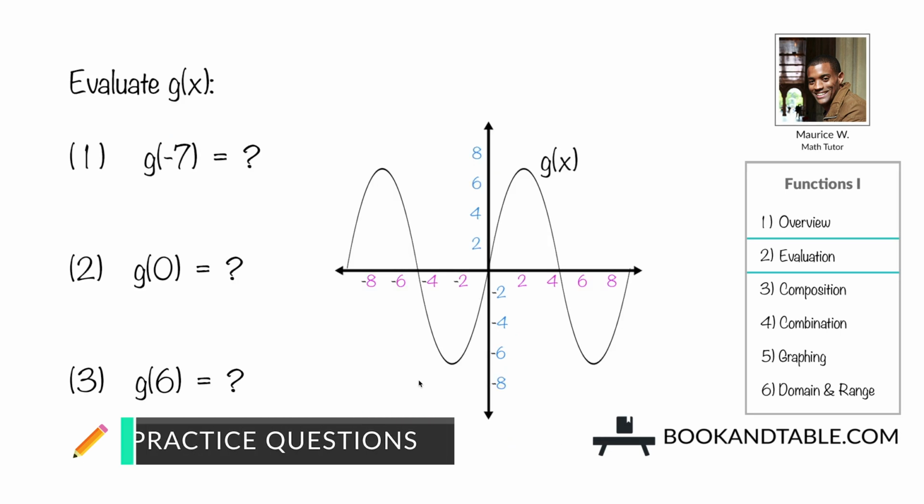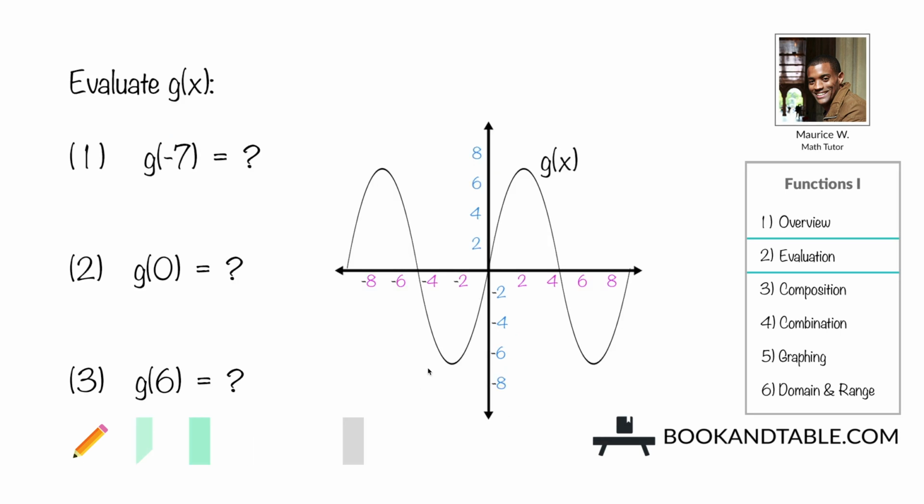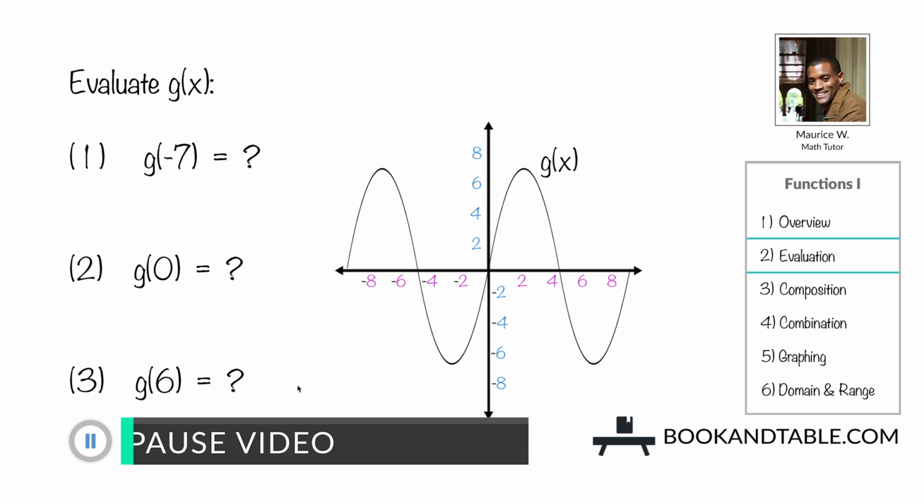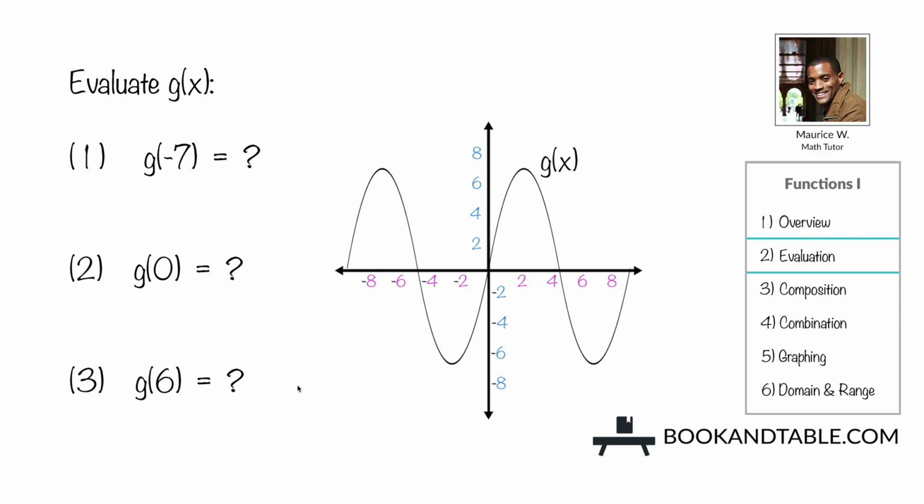Let's have you try a few practice questions. Let's say you're given this graph of g of x, and you were asked to evaluate. Question number 1, what is g of -7? Question number 2, what is g of 0? And question number 3, what is g of 6? Pause the video, answer these questions, and then press play when you are ready to begin.